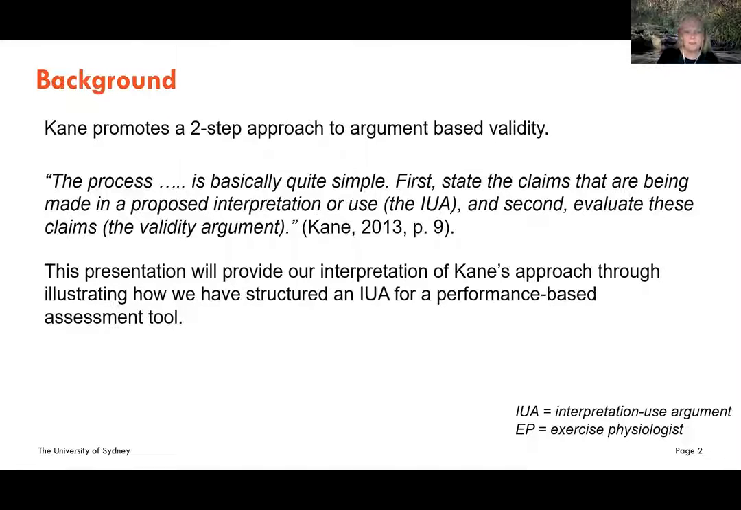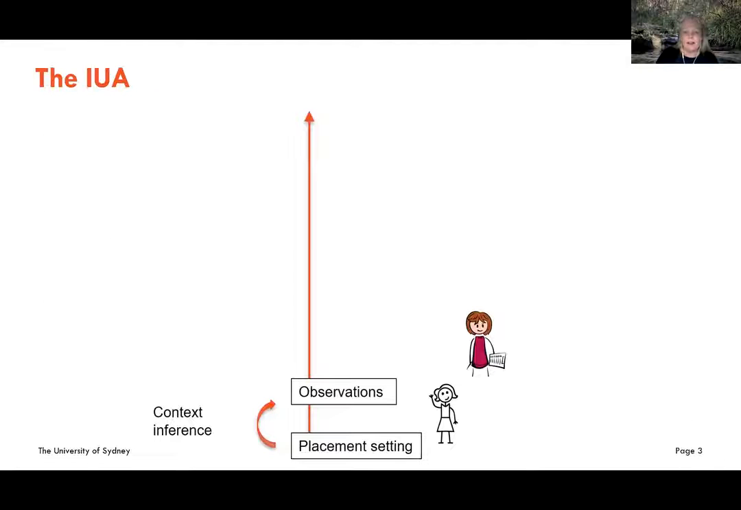This presentation will provide our interpretation of Kane's approach through illustrating how we've structured an IUA for the performance-based assessment tool that I presented earlier. So the IUA outlines a coherent sequence of claims that takes you from A to B. In our case, that's from observed performances of students while they're on placement to making a decision about their readiness for professional practice.